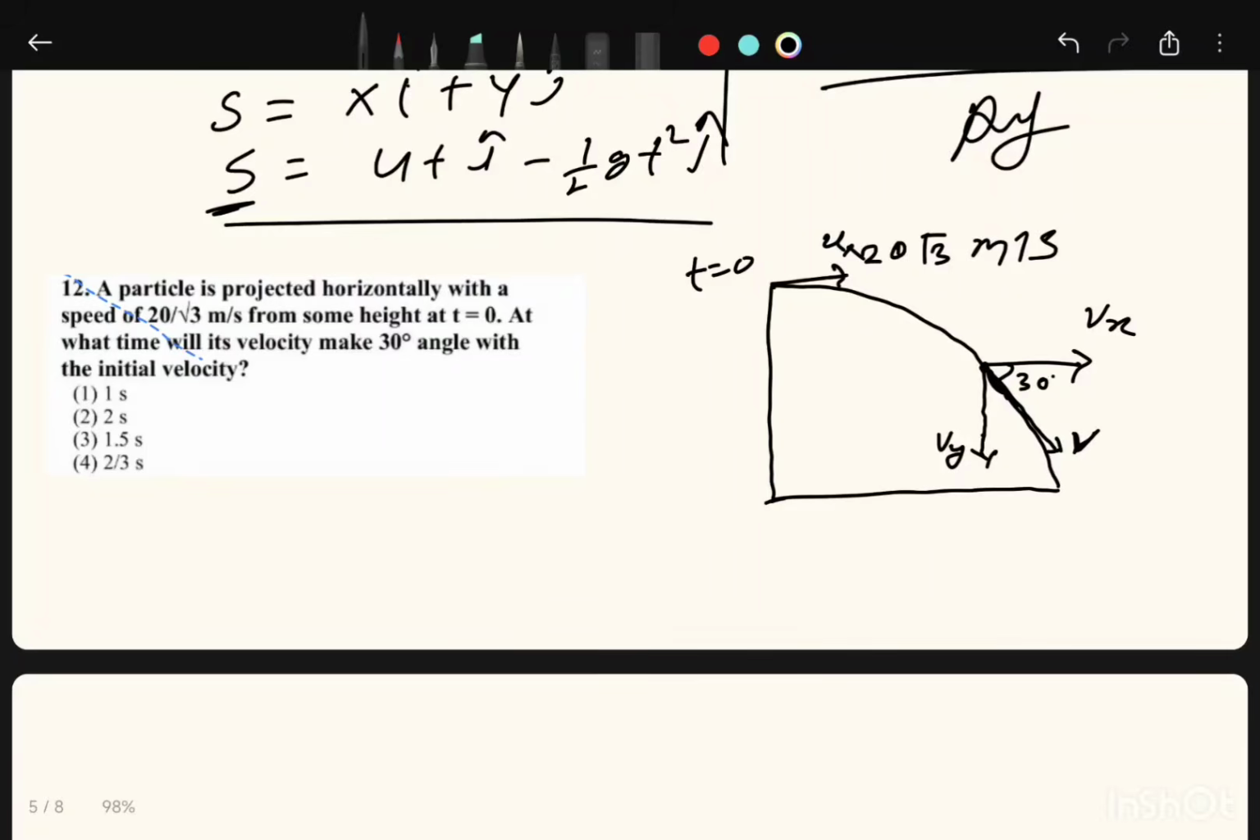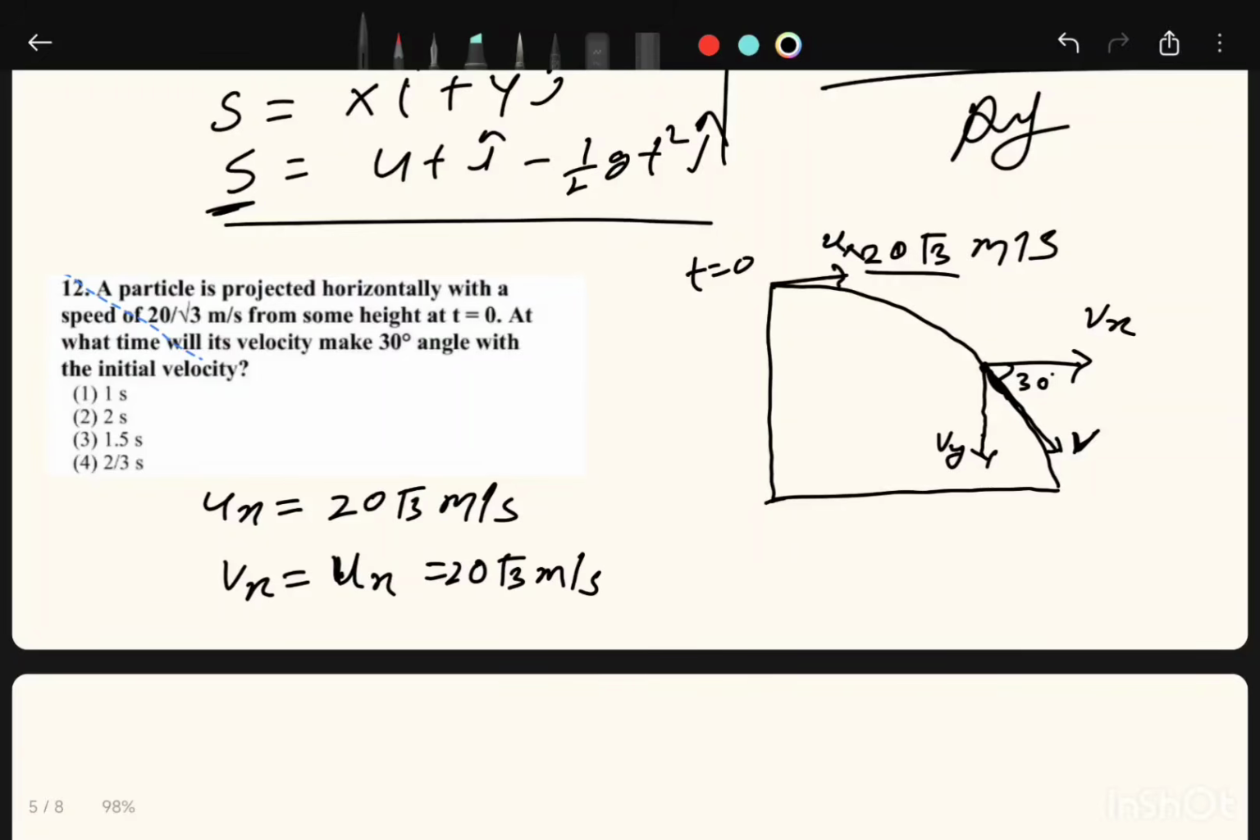It's on 30 degree, right? Your question is asking: at what time will its velocity make a 30-degree angle with the initial velocity? So initial velocity was what? That was the velocity in the x direction, right? So initial velocity was ux, that was 2 root 3 meter per second, and we know that in projectile motion, velocity in the horizontal direction will remain the same. So vx will be equal to ux, that is 2 root 3 meter per second, right? So vx equal to ux.